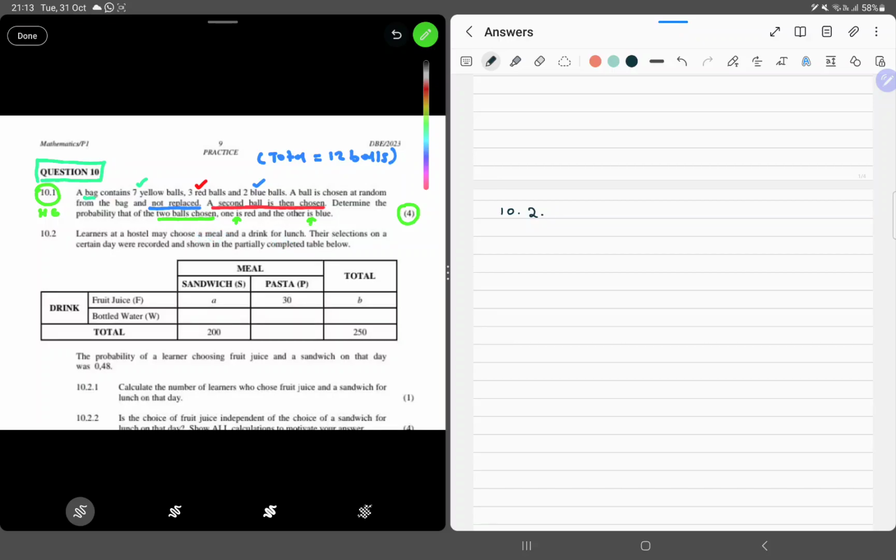Okay, so we've got a meal and we've got a drink for lunch. So that means this is our lunch time. So during lunch we can either eat a meal. In fact, we will eat a meal and a drink of our choice. Now we're told here their selections on a certain day were recorded and shown in the partially completed table.